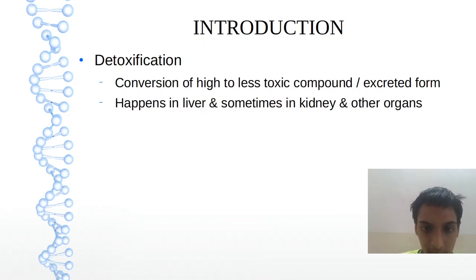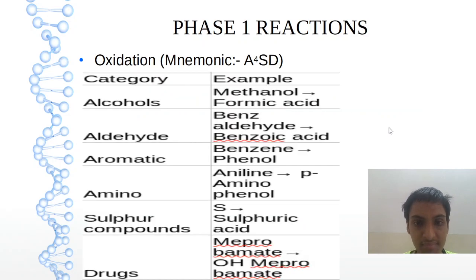So main site will be the liver and sometimes the kidney and other organs. Even skin also will excrete the toxic substances. Skin, saliva, bile, okay, liver, etc. Okay. Now let's go to phase 1 reactions.